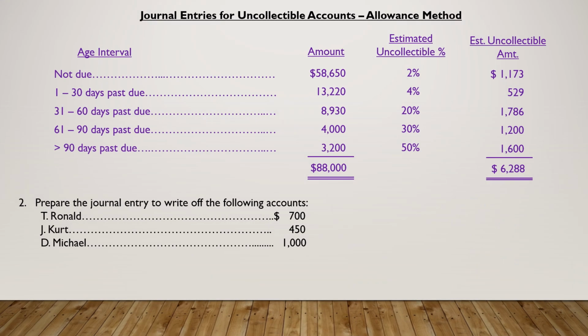Item number 2. Prepare the entry to write off the following accounts. Our write-off consists of a debit to AFDA and credits to the individual AR accounts. You could book these write-offs in 3 separate entries, but I combine them into one to save space. Credit each customer's AR account for its respective amount, and debit AFDA for the combined total of $2,150.